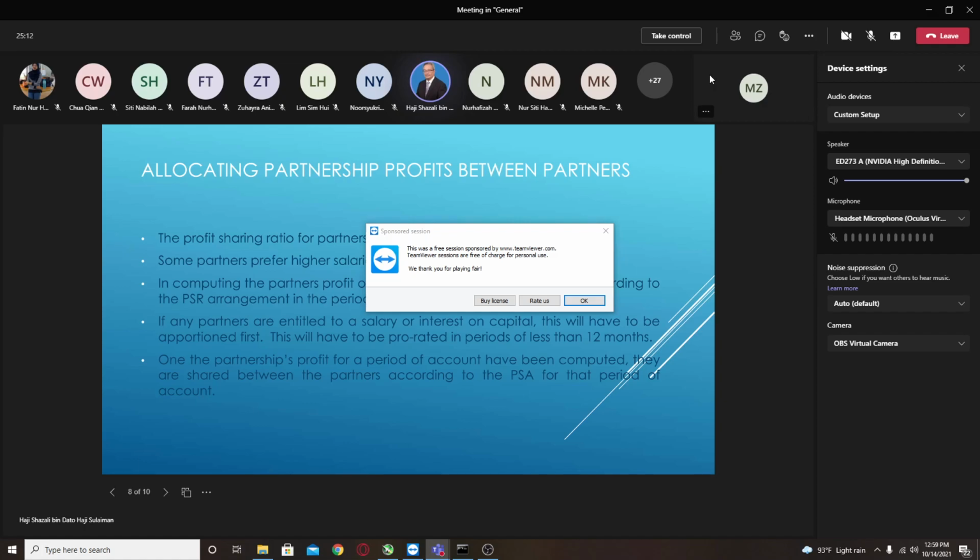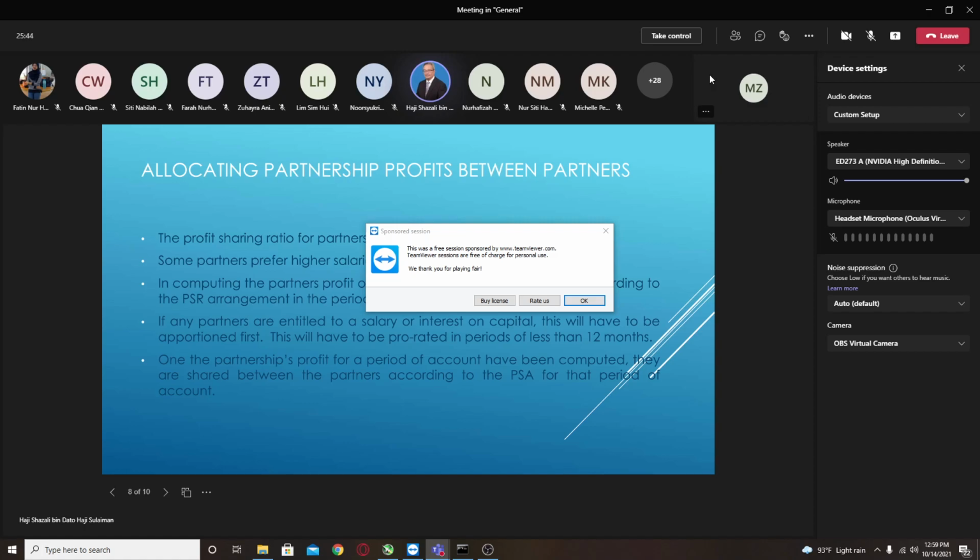So allocating partnership profits between partners, how do you allocate it? The profit sharing ratio, obviously, for partners will be predetermined. Yeah, if there's 2 of you and you both put in 10,000 into the business, then you share 50-50 each. Yeah, I mean, it's straightforward. If there's 3 of you, one of you put 50%, another put 30%, the other put 20%, then your profit sharing will be 50, 30, 20.